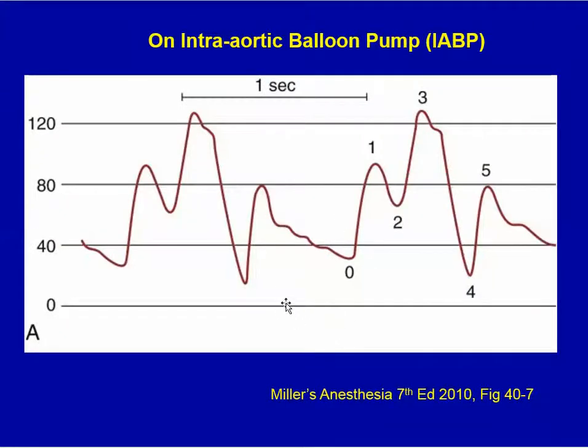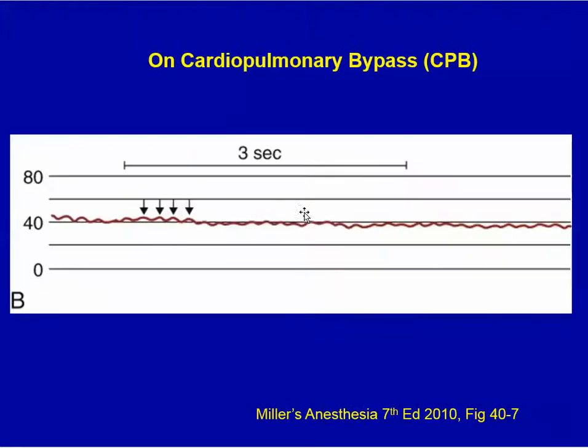This shows the arterial trace in a patient with an intra-aortic balloon pump pumping every other beat, and you see the pump markedly raises diastolic pressure and conversely decreases systolic pressure. During cardiopulmonary bypass, most pumps are non-pulsatile, and so you don't see a typical systolic pressure waveform, but only very low amplitude oscillations.